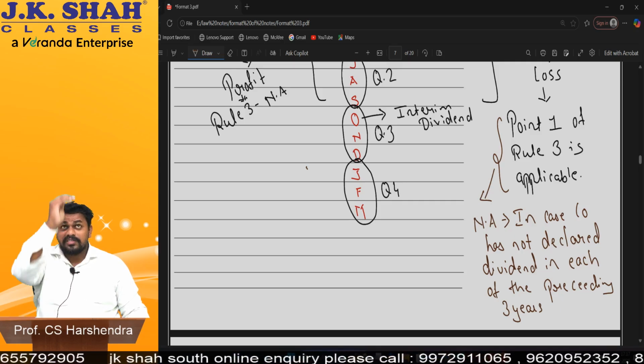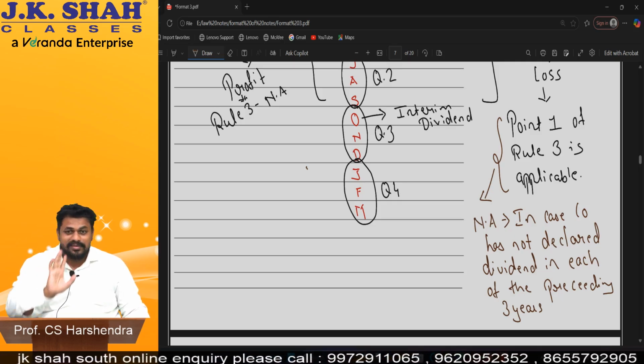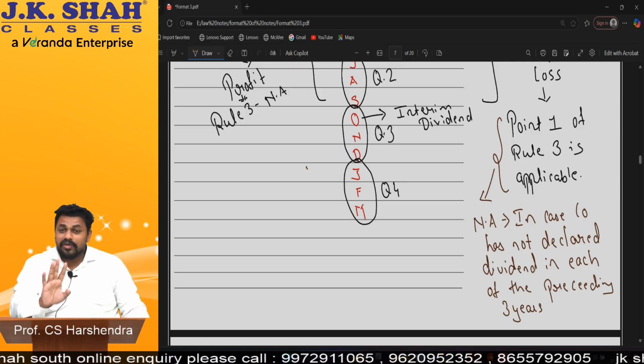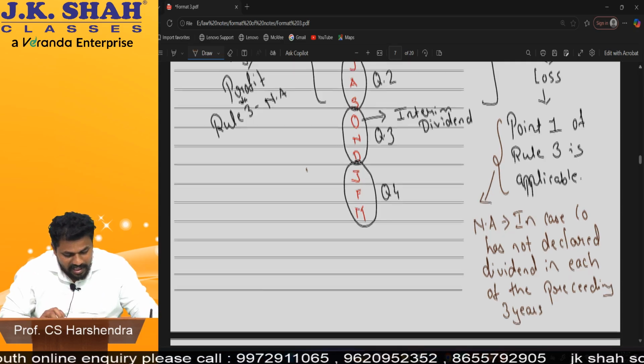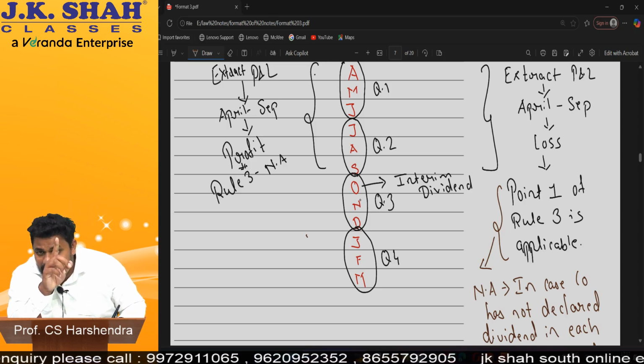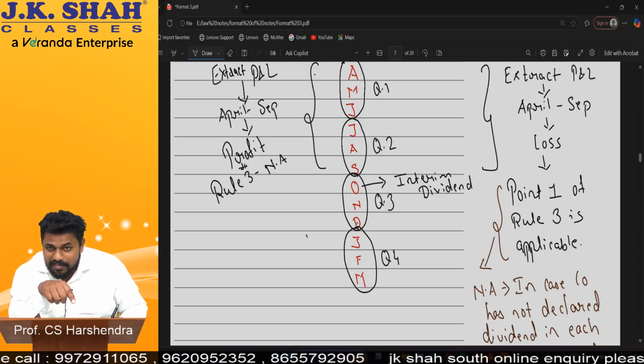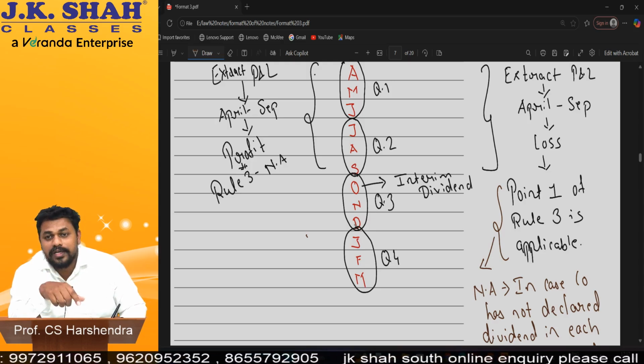The extract of P&L starting from the financial year till the end of the preceding quarter, last quarter, in relation to the month in which you are giving dividend. I'll give you an example. In the month of November you are giving, so you will prepare P&L for April to September. December you are giving, so April to September. Jan you are giving, then April to December.